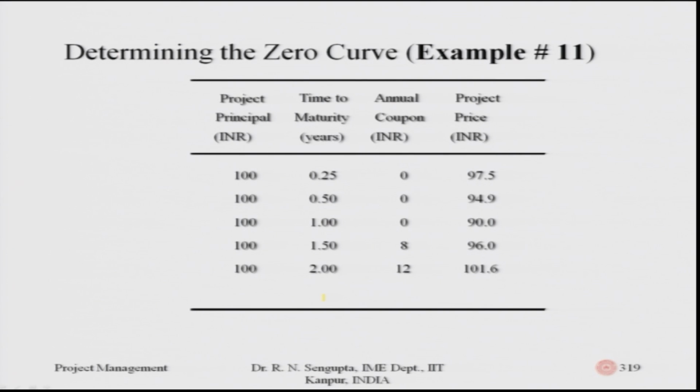And the annual coupons means the amount of money of payment which is happening. For the first 3 instances it is 0, and for the second last and the last one, the coupons or the amounts being paid are 8 and 2. They are arbitrary values in order to make you understand. The project price is 97.5 for 1/4 of a year, till the last value, which is 101.6 for a 2-year period.